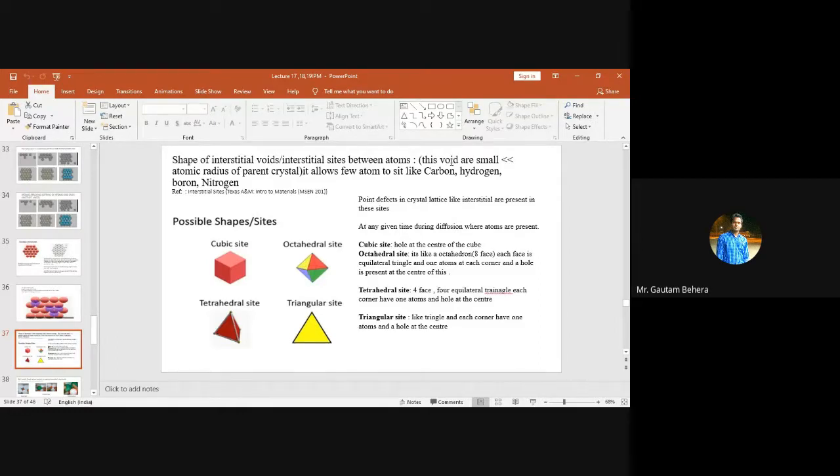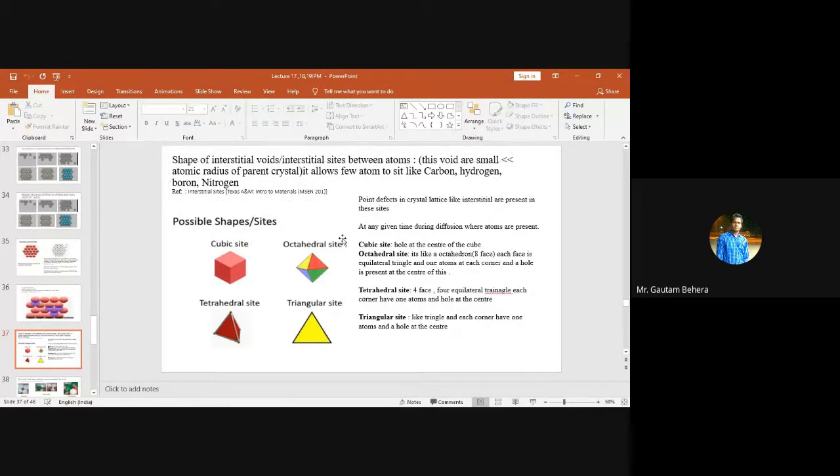So I have written an important line. These voids are very small compared to the atomic radius of the parent crystal. That means the voids which are formed are very, very small compared to the radius of the parent crystal atoms, right? It allows a few atoms to sit, like carbon, hydrogen, boron, nitrogen. Since the sizes of carbon, hydrogen, boron, and nitrogen are very small, they can occupy these interstitial sites.